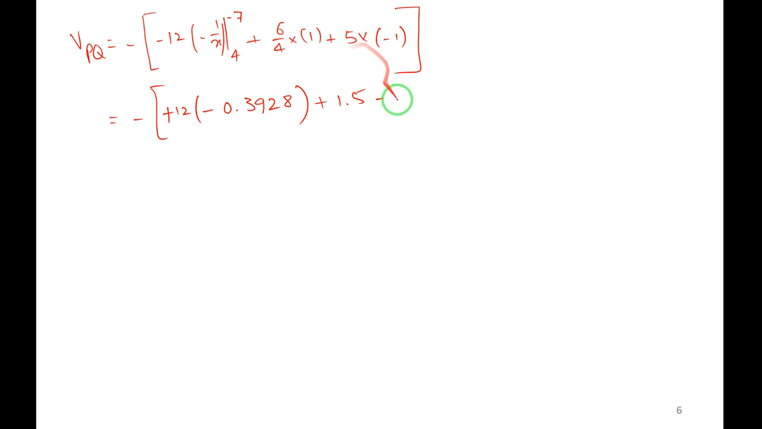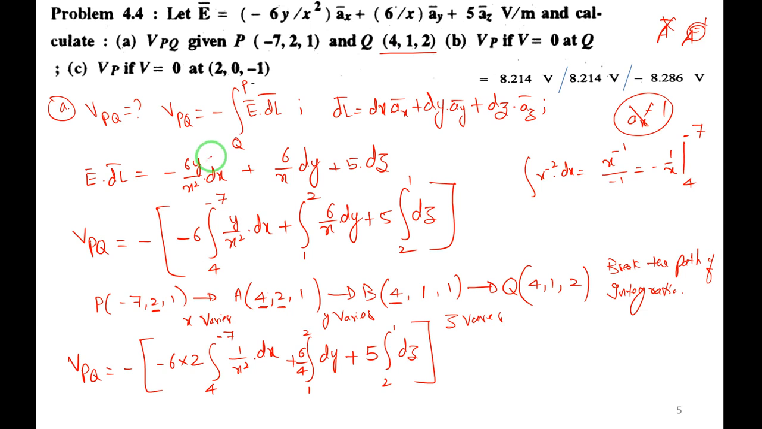So minus 5, 5 into minus 1. So solve it. 12 into minus 0.3928, so I am getting minus 4.71. Just add the other two terms, plus 1.5 minus 5. So I am getting minus 8.21, but this minus is there, it will become plus. So 8.2136 volts. This is VPQ. Just check it. 8.2136 means 8.214, right? First part is over.